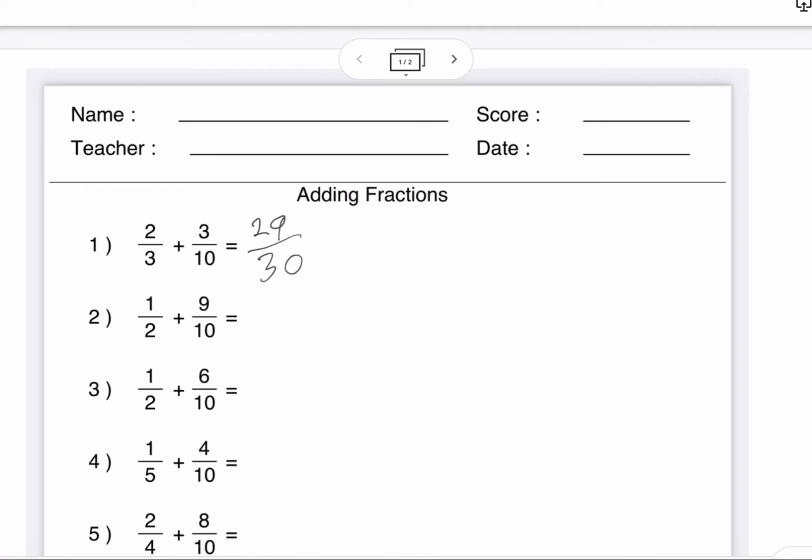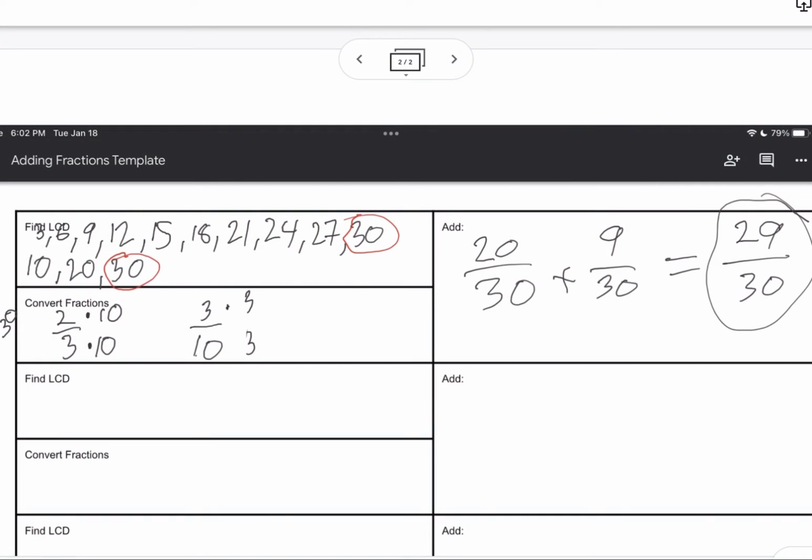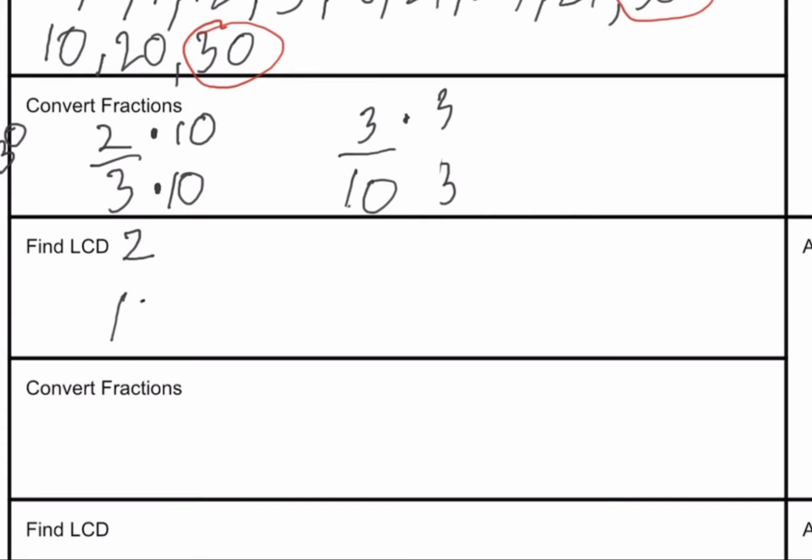Now let's look at this one, okay? So first, what's the first step? First step is find the LCD, or lowest common denominator. So what are my two denominators here? 2 and 10. So I'm going to go back here to my graphic organizer, and I'm going to write 2 and 10, okay?